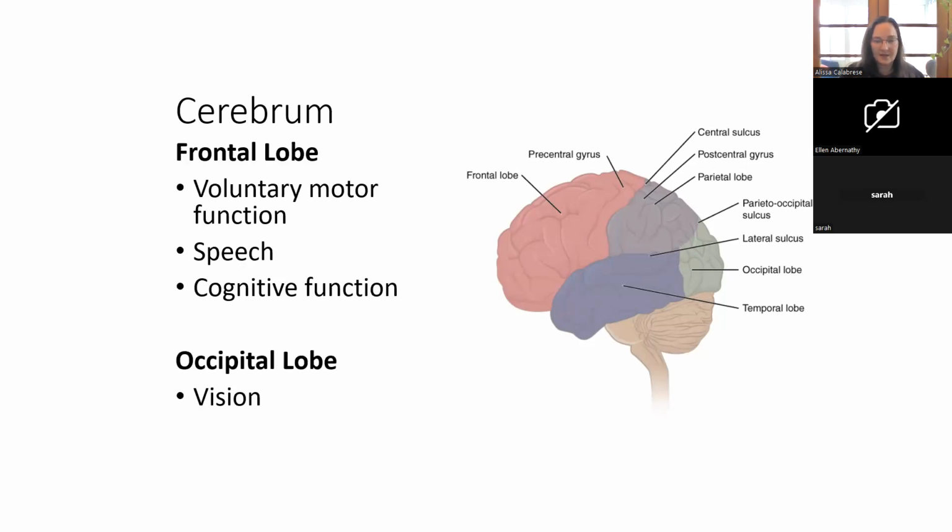Frontal lobe, again, any kind of voluntary motor function, speech, all of the higher level cognitive processing that you're able to do. So understanding this lecture, all of that is processed in the frontal lobe. And then occipital lobe is almost entirely dedicated to vision. So your sense of sight is a complicated one that takes up a lot of brain processing power, and most of that's happening in the occipital lobe.